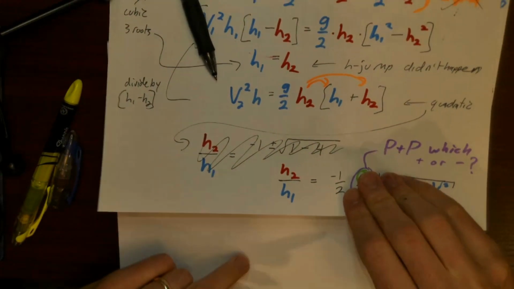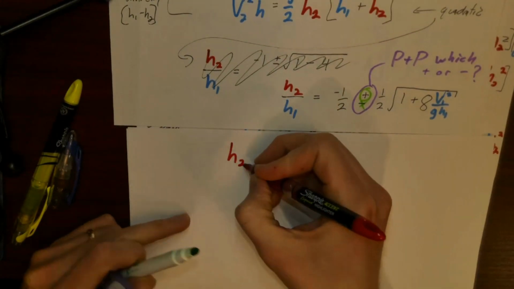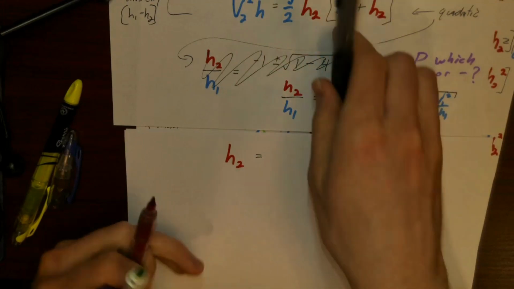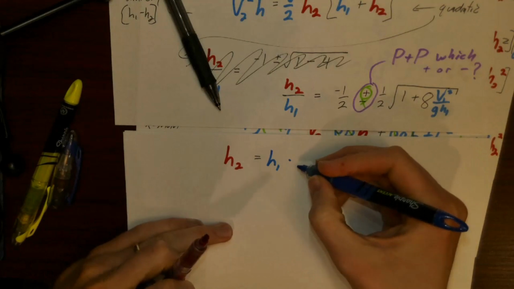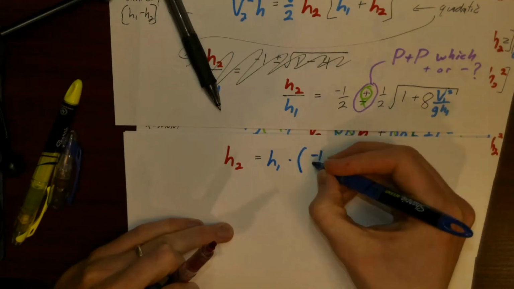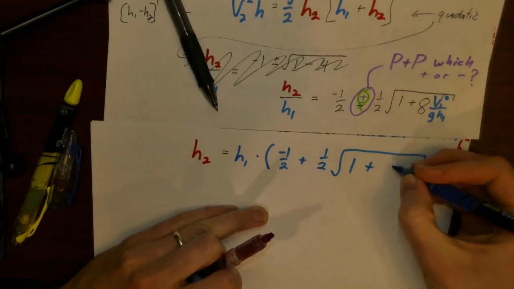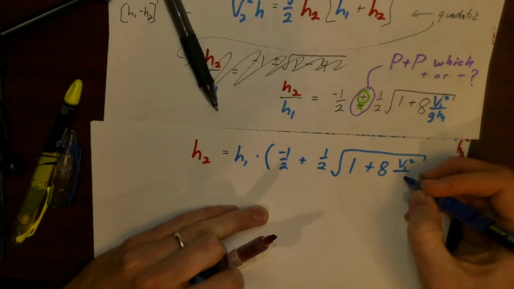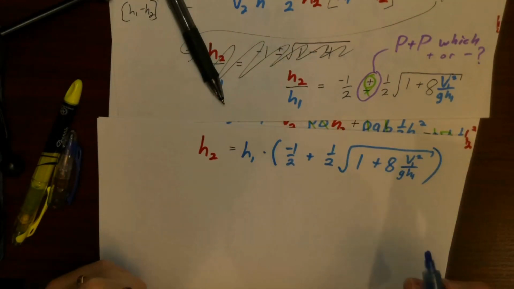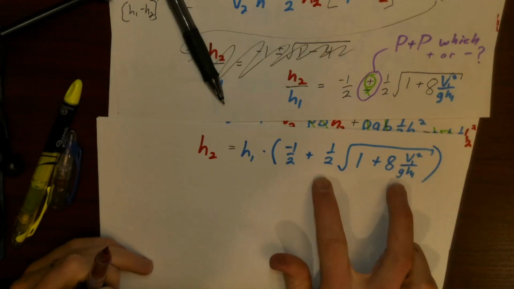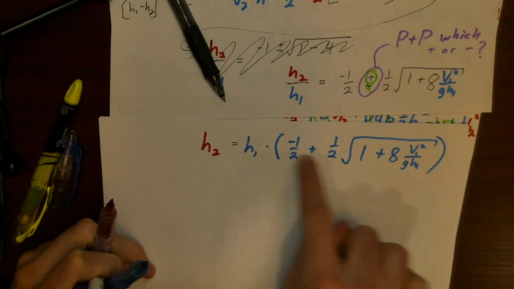So what's our key result? Our key result is that h2 must be equal to h1 times minus 1/2 plus 1/2 square root of 1 plus 8 v1 squared over gh1, close parenthesis. Cool. All right, so there's our result. We can celebrate. We now have h2 entirely in terms of knowns.